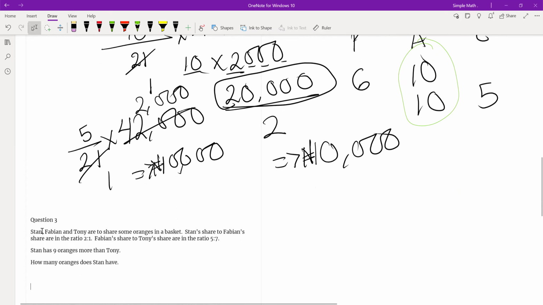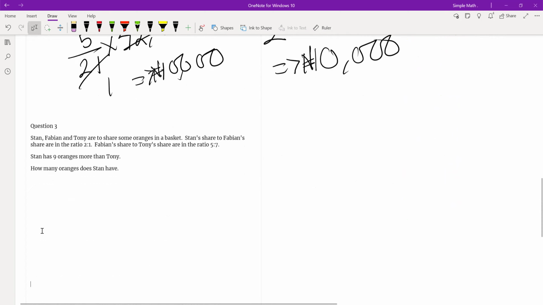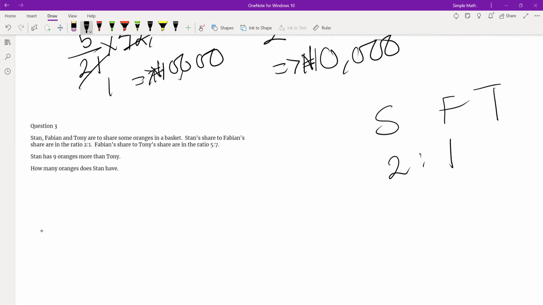Okay, question 3. Stan, Fabian, and Tony. So SFT. Stan's share to Fabian's share is 2 to 1. Fabian's share to Tony's share is 5 to 7. So again, we can just multiply this by 5. There's no need to multiply the 5 by anything, 5 can stay as 5. We just have to multiply this one by 5.